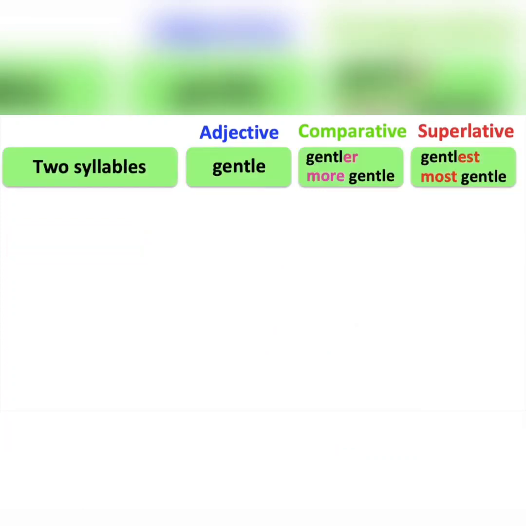For adjectives with two syllables, there are two ways we can form the comparative or superlative. So as we can see from the example, when forming the comparative, we can add er or we can insert more before the adjective. So gentle becomes gentler or more gentle. When forming the superlative, we can add est to the end or insert most before the adjective. So gentle becomes gentlest and most gentle.